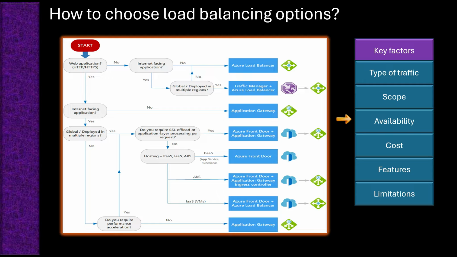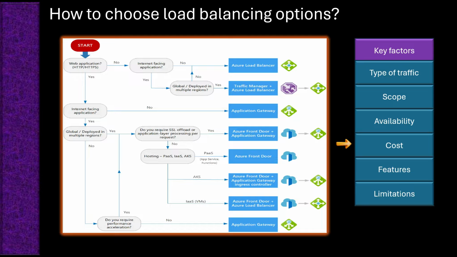Different Azure load balancing options come with different SLAs, which can impact uptime and resilience. A higher SLA might be essential if your application requires high availability, such as for mission-critical services.